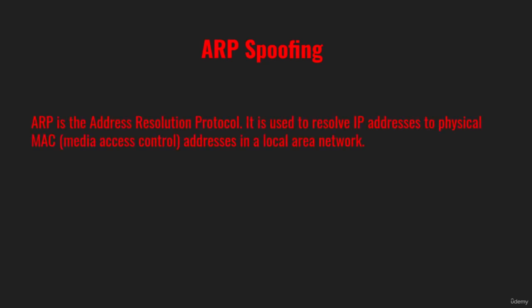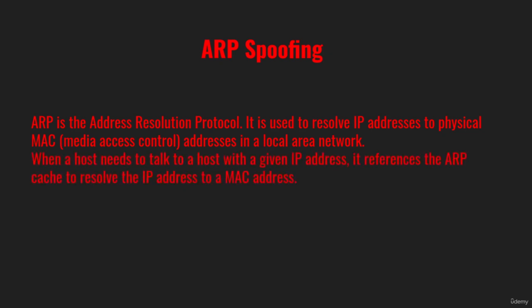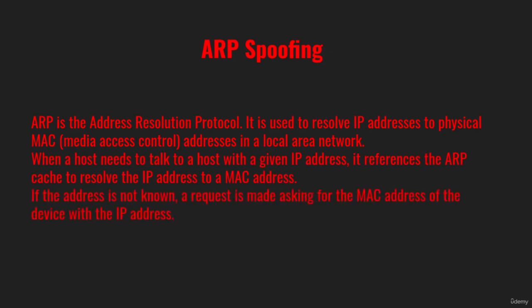We have ARP spoofing. Now, ARP is the Address Resolution Protocol, and it is used to resolve IP addresses to physical MAC, or media access control, addresses in a local network area. When a host needs to talk to a host with a given IP address, it references the ARP cache to resolve the IP address to a MAC address. If the address is not known, a request is made asking for the MAC address of the device with the IP address. After all, this is layer 2, the data link layer, which uses MAC addresses.